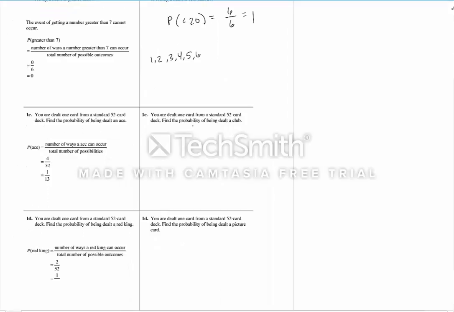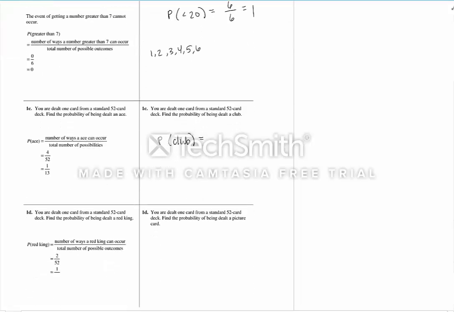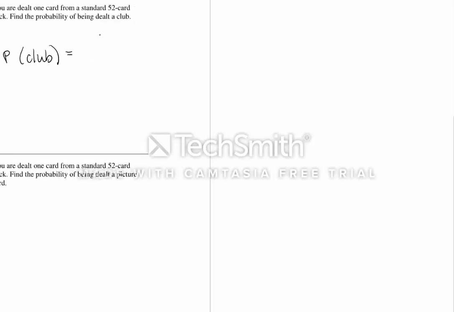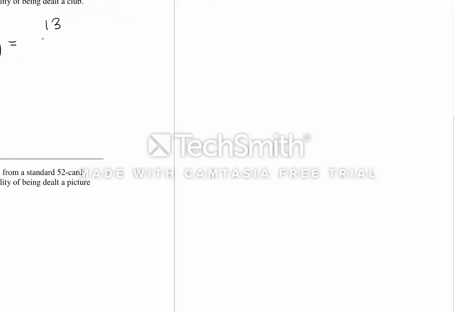1C, you're dealt one card from a standard 52 card deck. Find the probability of being dealt a club. So the probability that it would be a club, how many clubs are there in a deck of cards? So we know that there are 4 suits, and if you look at the top of your learning guide, you would see how the cards are arranged if you're not familiar with a deck of cards. But the club is one suit, and each suit has 13 cards in it. So there'd be 13 clubs out of the total of 52.